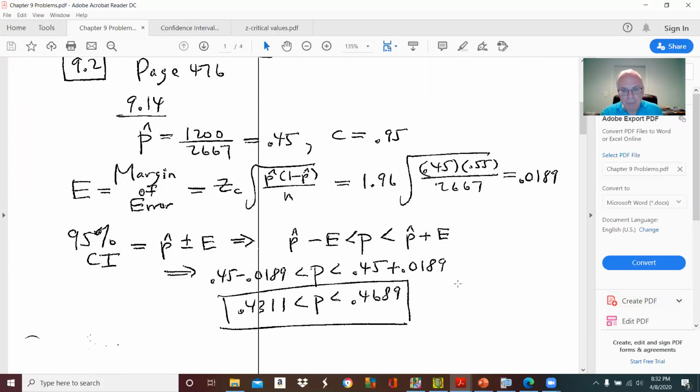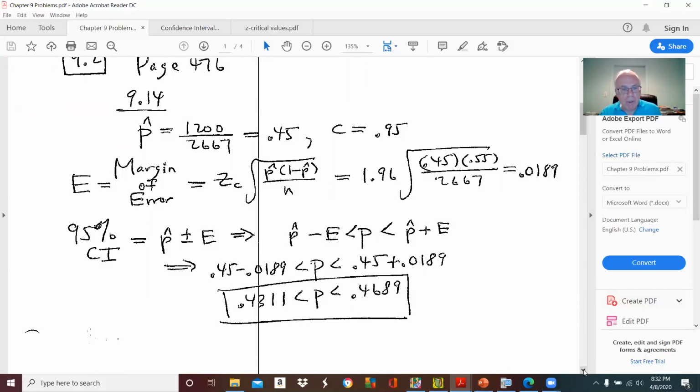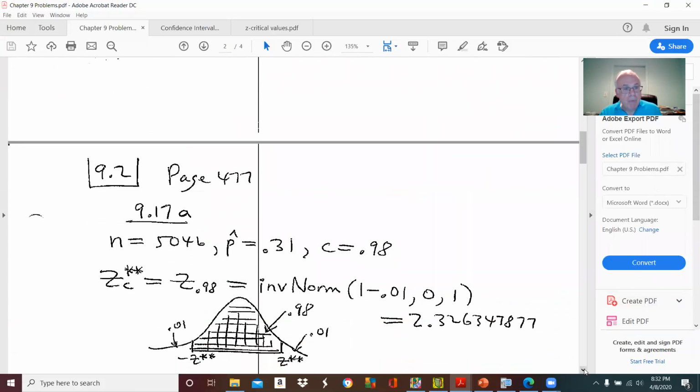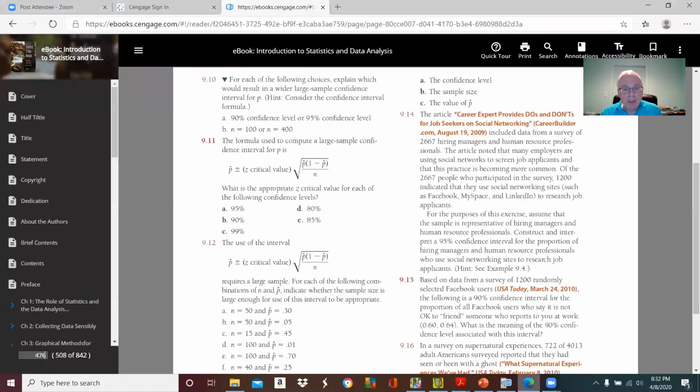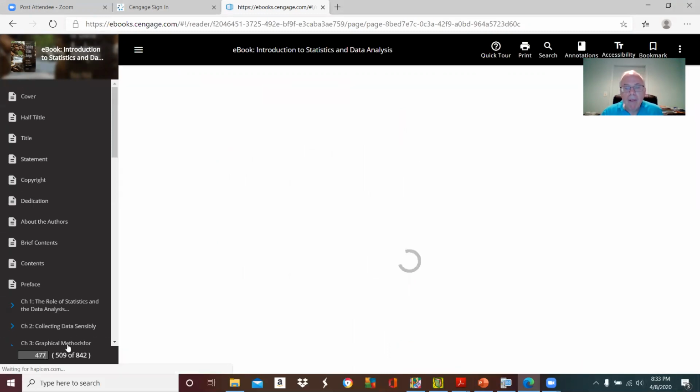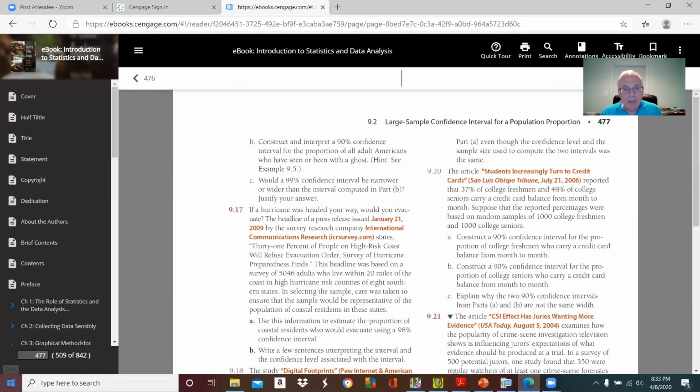Okay. Let's look at the next example. On page 477, 9.17a. We'll go back to our book, go to page 477, and we go to 9.17a. Let's read through 9.17 first. If a hurricane was headed your way, you would evacuate. Would you evacuate? Well, that's what the study is all about.